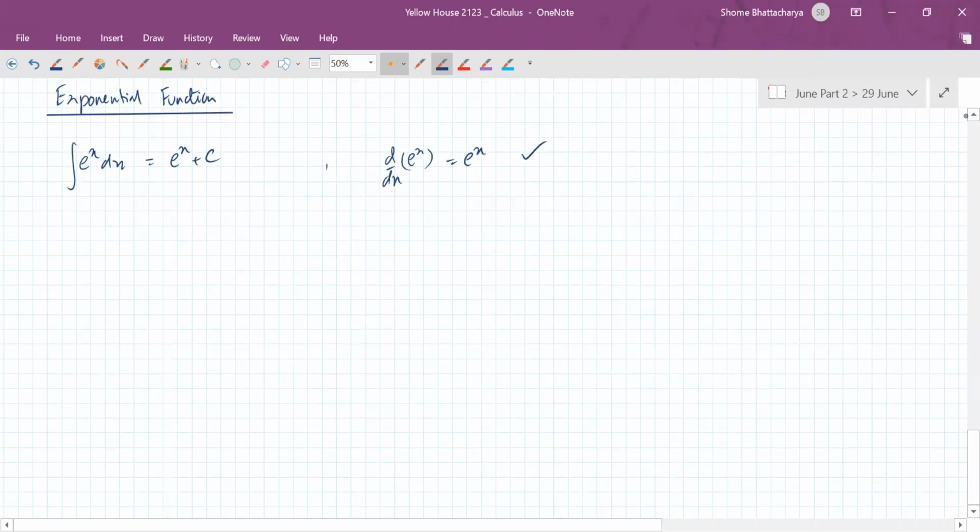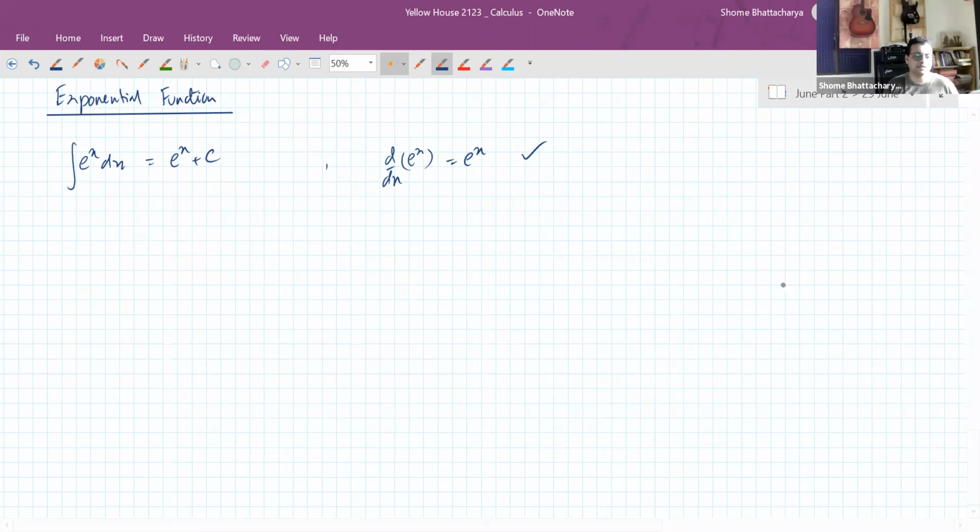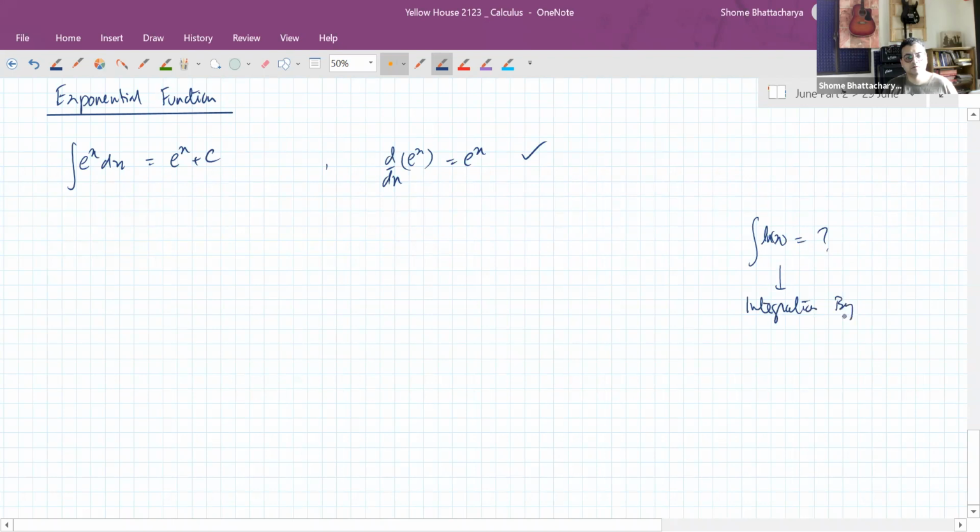So what is the integration of ln x dx? Yeah, good question. Integration of ln x is a little bit more complicated. Integration of ln x is actually calculated by a method called integration by parts, which is, you can say, the equivalent of the product rule. So this we'll be doing later, in advanced calculus. Right now we will avoid it in basic calculus.